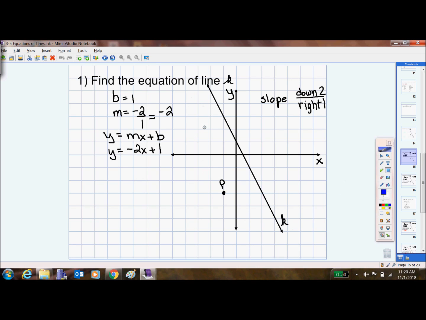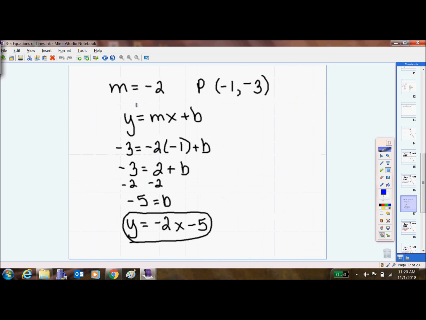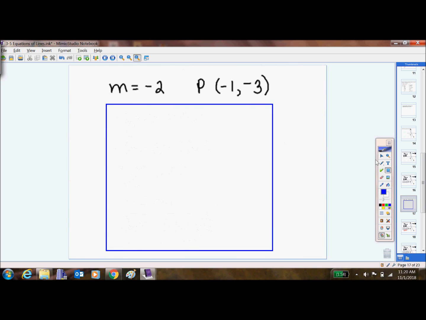On a graph such as this, we could probably even just count it out, but we need to have the other method rather than just counting it out. So for our question, you need to write down: we're going to find the equation of the line parallel to k, that's a cursive k, that goes through P. And we're going to run through some math for that, so we'll jump right to the math page. The problem might be written like this: the equation of the line with slope -2 that goes through the point (-1, -3).